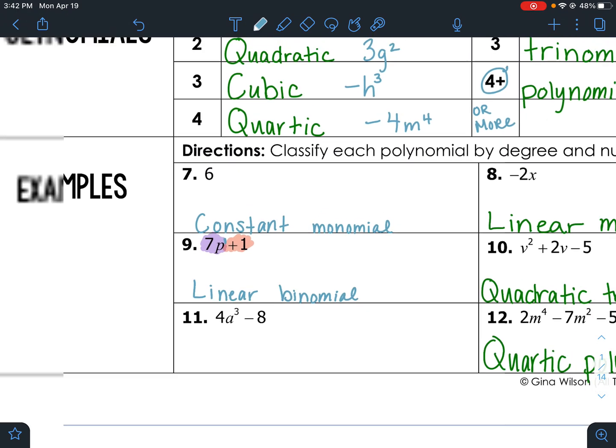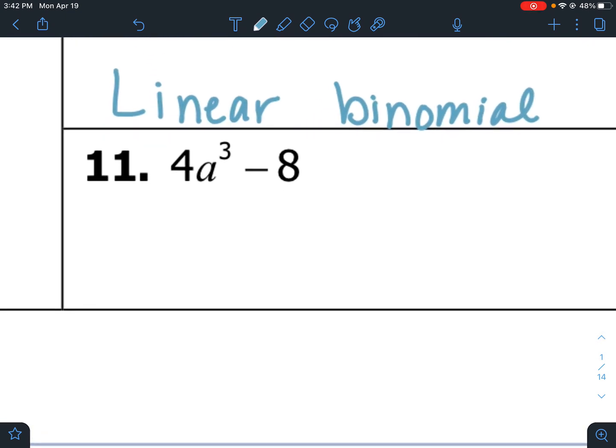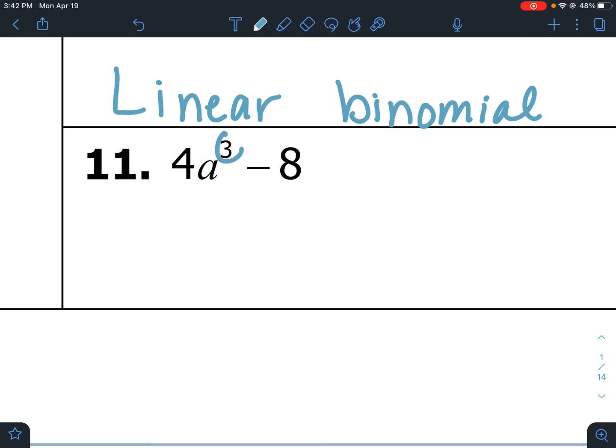All right, there's number 10 for you. That's a quadratic trinomial. Quadratic because the highest exponent is 2. Trinomial because there are 3 chunks. 4 here, my highest exponent is 3, so that's a cubic. And it only has 2 chunks, so again, a binomial.